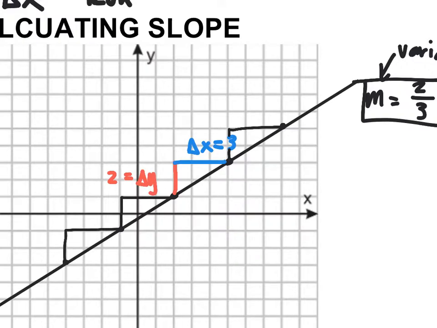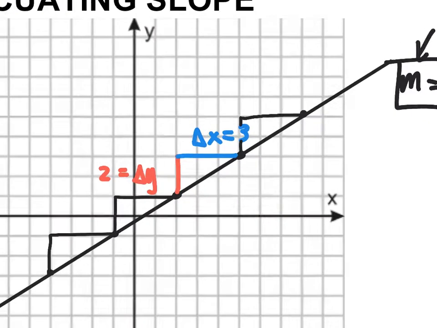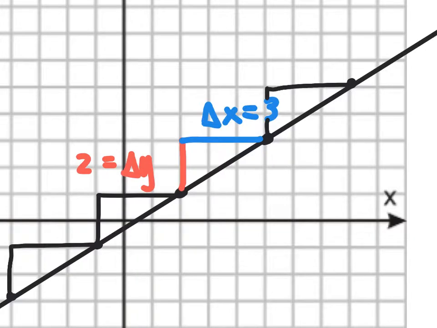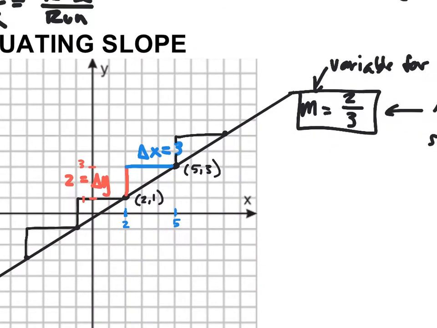Let me zoom in here. This is the point (2, 1), and this is the point (5, 3). Now, thinking about my x values, this is a 2 and this is a 5. The other thing I've got are my y values, which are a 1 and a 3.